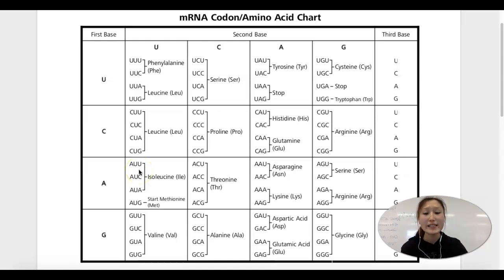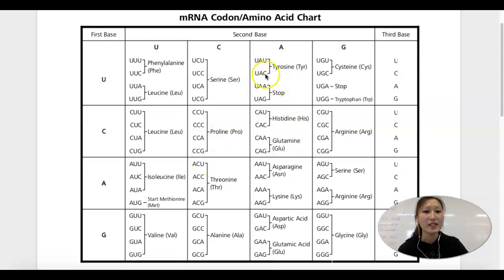All right, let's try another one. Let's try CCC, right? You start with the first base, which is C. You look across, you find CC, and you find CCC codes for proline, which is another type of amino acid. So what you see here is that one codon, which is 3 bases on the mRNA, codes for one amino acid. But one amino acid can have multiple codons coding for it.